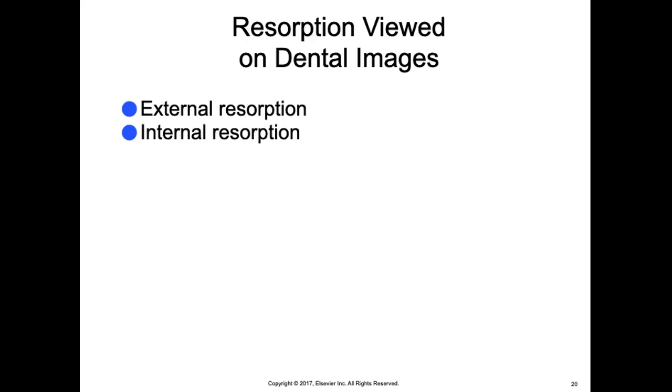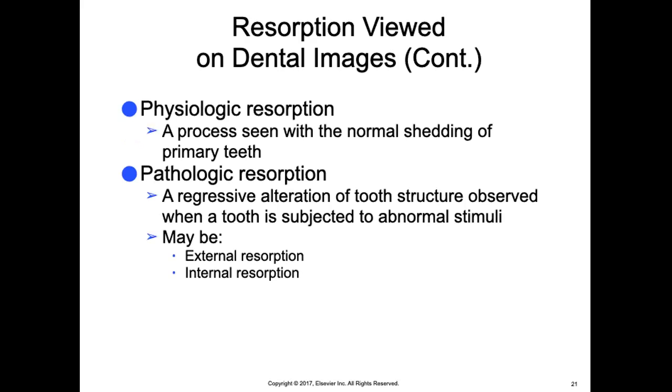The pathologic resorption of teeth can be described as external or internal, depending on the location of the resorption process. Physiologic resorption is a process seen with the normal shedding of primary teeth. Pathologic resorption is a regressive alteration of the tooth structure observed when a tooth is subjected to abnormal stimuli. And this can be from external resorption or internal resorption. And we'll go through examples of each one.